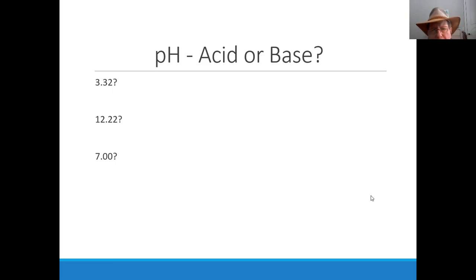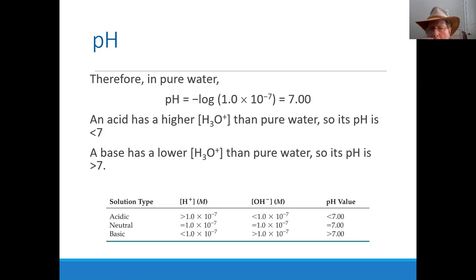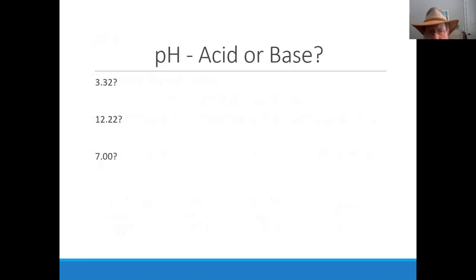Let's go back to the previous slide. 12.22. Valeria, is that going to be an acid or a base? A base. It's higher than 7. It's going to be a base. Cherie, how about 7? Is that an acid or a base? Would it just be neutral? Trick question. You got it right. Good.